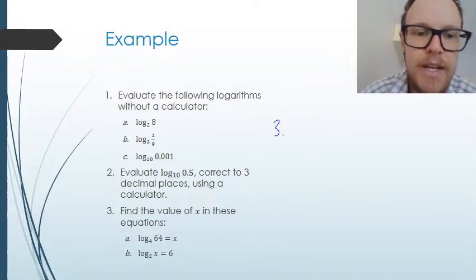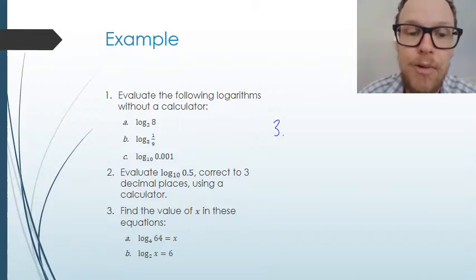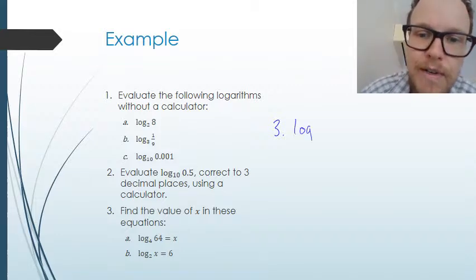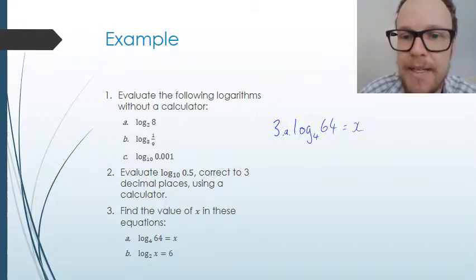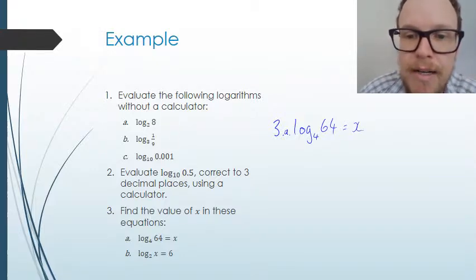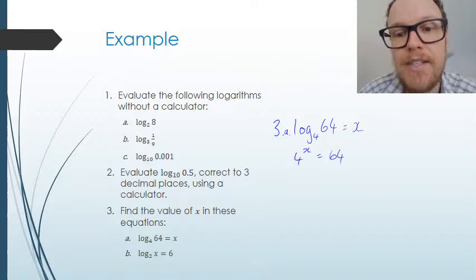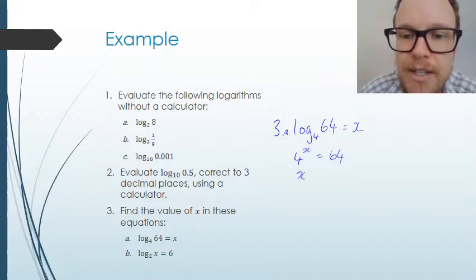Question 3 says find the value of x in these equations. First, for a, we've got log to the base 4 of 64 is equal to x. So we're being asked here, if I've got 4 to the power of x, that's going to equal 64. And in this case, 4 to the power of 3 is equal to 64. 4 times 4 is 16, times 4 again is equal to 64. So that means x in this case is equal to 3.